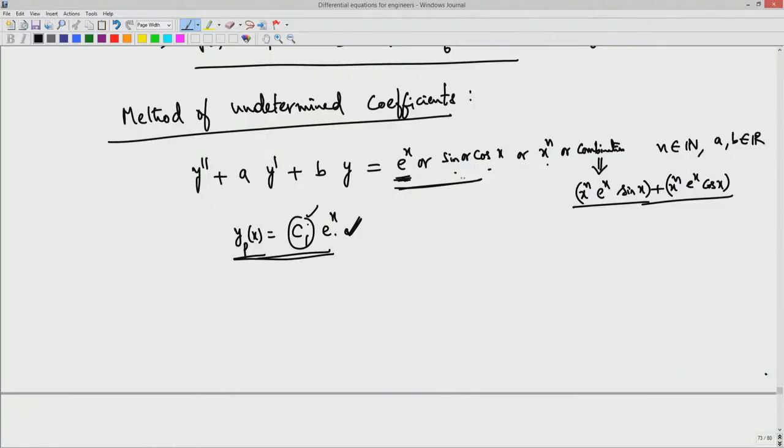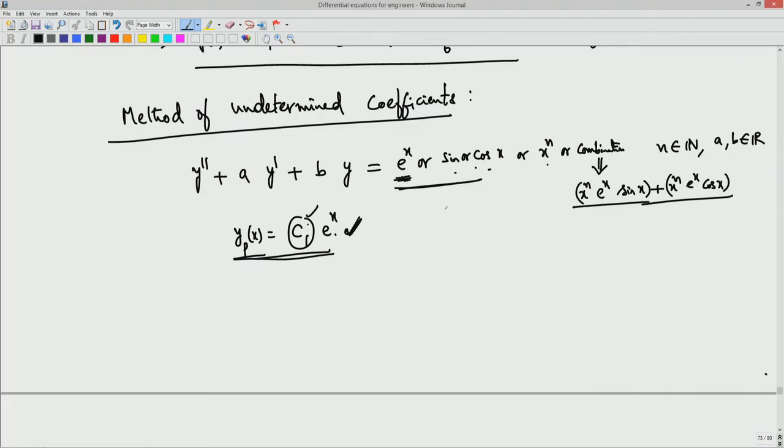Fortunately, we have a method called the annihilation method. What we do is kill the right hand side by applying a differential operator, because each of these functions is a solution of some differential equation with constant coefficients. If you apply that operator on both sides, I can make the right hand side 0. That is why it is called the annihilation method. By killing the non-homogeneous term, you apply the smallest differential operator on both sides and make the right hand side 0.